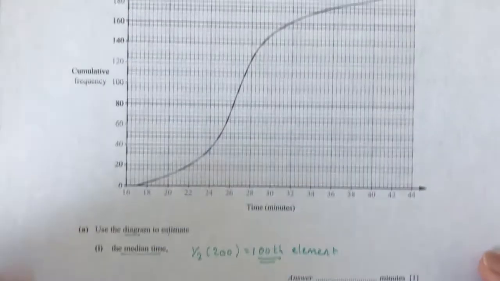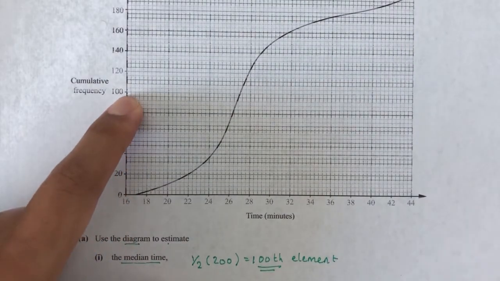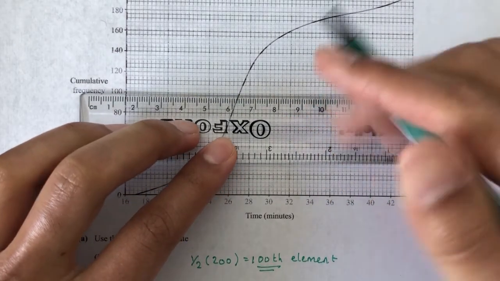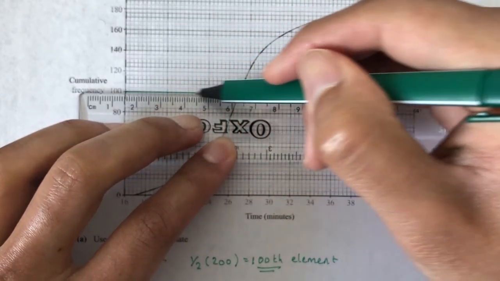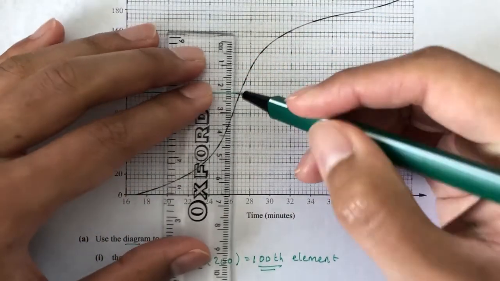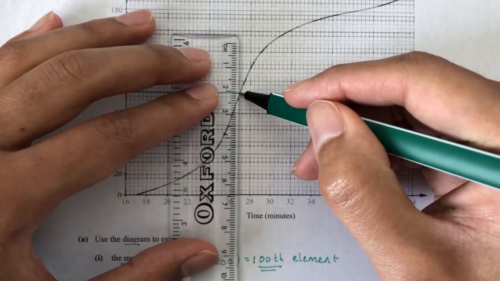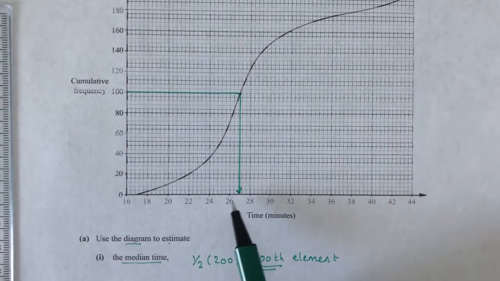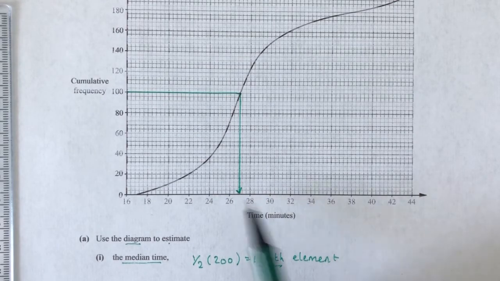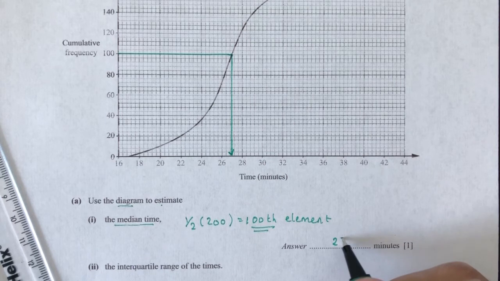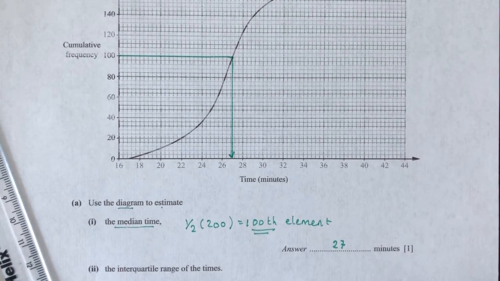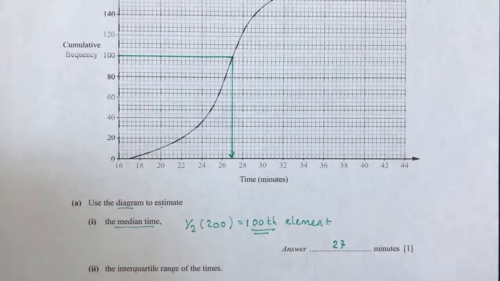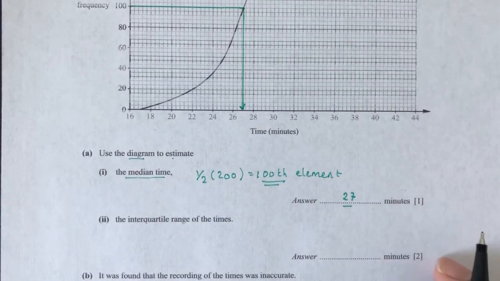We have to use the graph. So on the graph, we have the point 100 here. We have to draw a horizontal line to cut the curve and find the time taken. So that's the first, and then a vertical line. It will be about this. Okay, so for me, I have 27. So 27 will be my answer. You could have 26, or 26 point something. You could have 27 point something as well. So my answer will be 27 minutes.